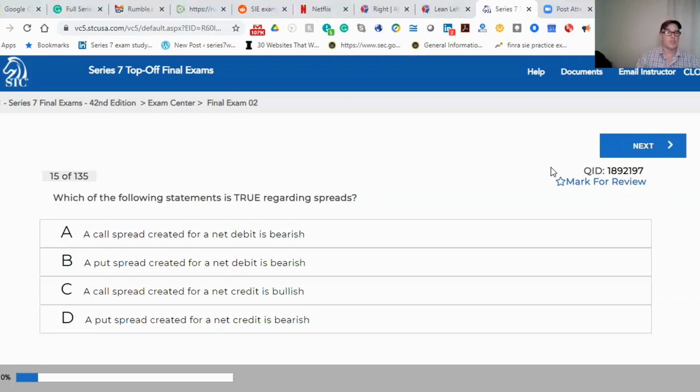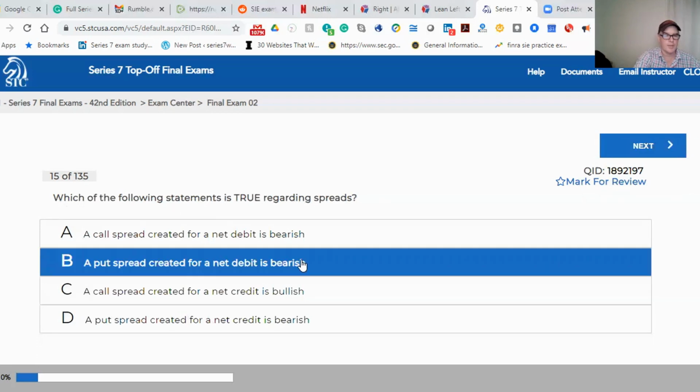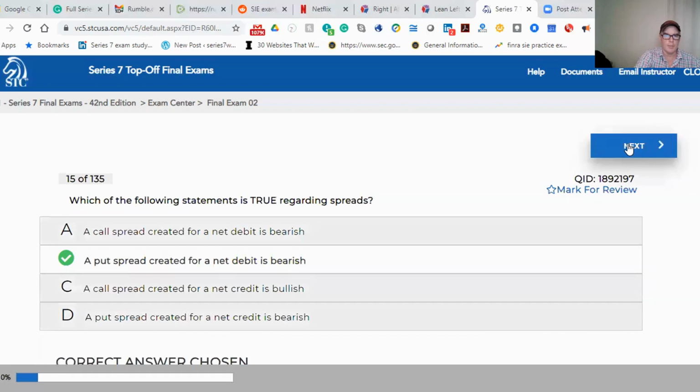Out. A put spread created for a debit. Okay, buying a put, that could be bearish. That's probably the answer. Going down to C, a call spread for a credit. Interesting. So that would be bearish. So sell, credit means sell a call, bearish, bullish. That's wrong. A put spread for a credit, that credit means sell put means bullish. That's bearish. If you're reading along, this should be easy to understand. So hopefully I'm going to get this. So a put spread for a debit, which is like buying a put spread, is bearish.